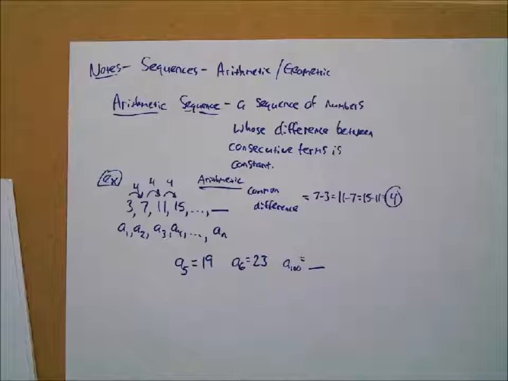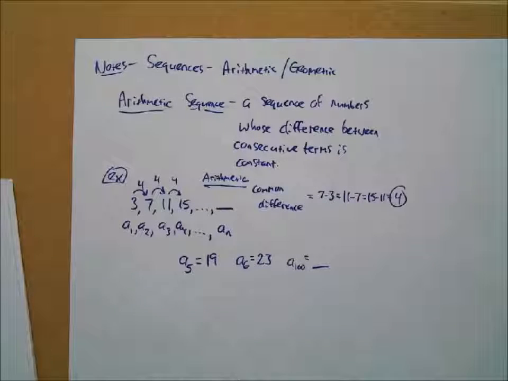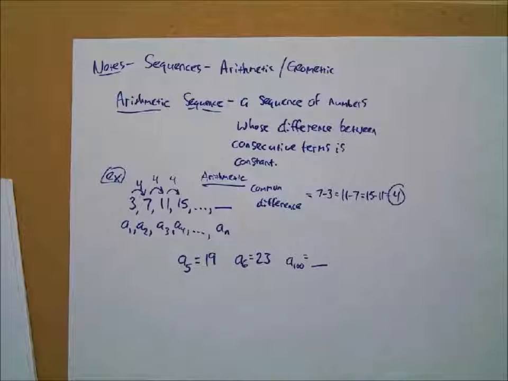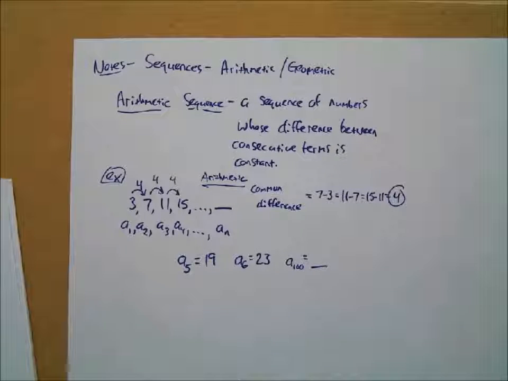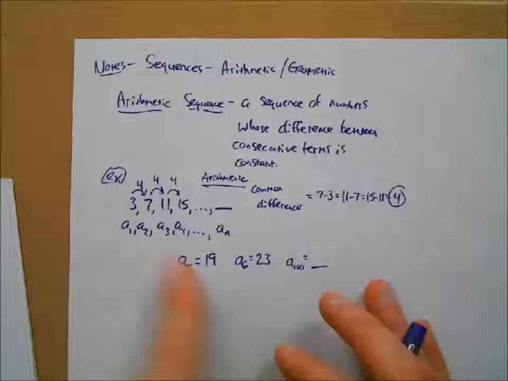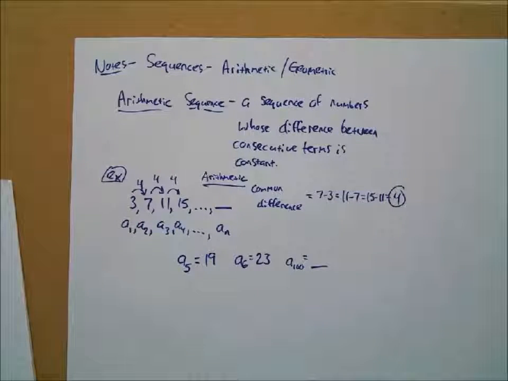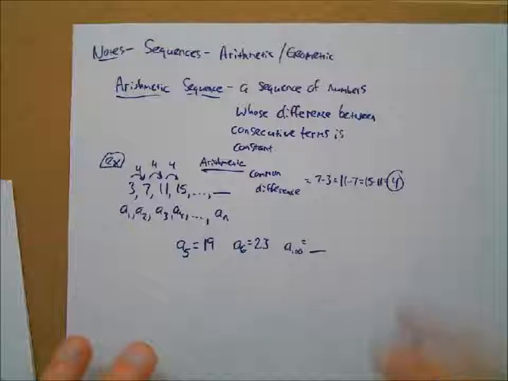Okay, so the idea is, we're starting at A sub 1. We have to go 99 more terms to get to the 100th term. So that's 99, and every time we go up a term, we're adding 4. So it's 99 times 4, and then we're going to add that first term to it. So first term, 3, and we add 4 99 times. So 3 plus 4 times 99. Okay? That's the idea. All right, so yes, it would be 399.